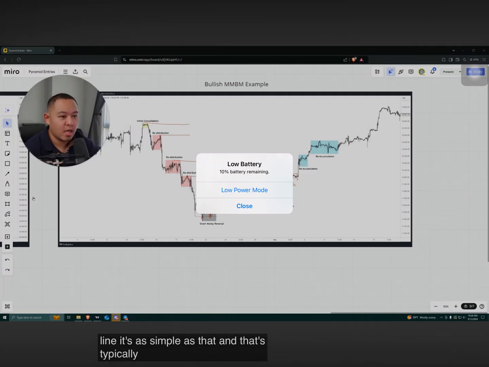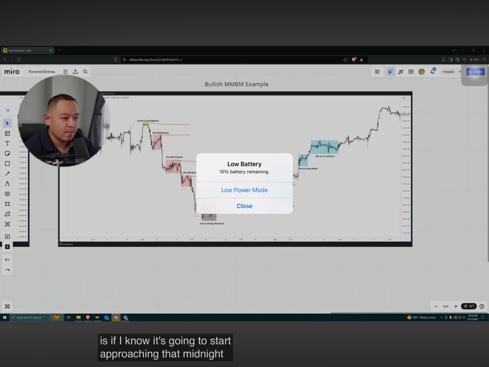And that's typically how I'll scale into trades while I'm trading the lower time frames, is if I know it's going to start approaching that midnight opening price, I'm going to try and position myself below the open if I'm bullish on the day. All right. And that's all indicative of if the market is giving me what I need to see. So if I come to the markets in the morning and it's already trading above the midnight open, it's not giving me a great opportunity to scale into that trade.